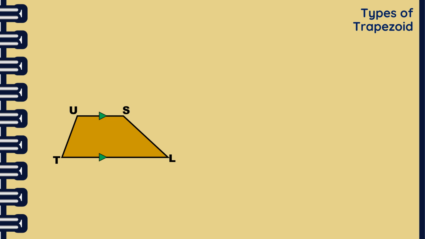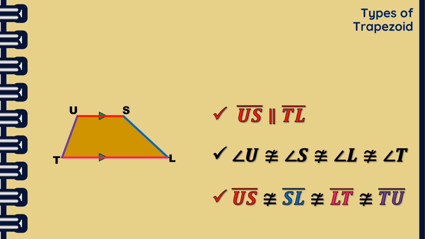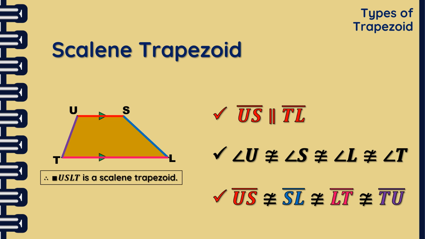Quadrilateral USLT is a trapezoid whose parallel sides are segment US and segment TL. All its angles are not congruent. All its sides are also not congruent. Segment US is not congruent to segment SL, is not congruent to segment LT, and is not congruent to segment TU. This trapezoid is a scalene trapezoid. A scalene trapezoid has no equal sides and has no equal angles.